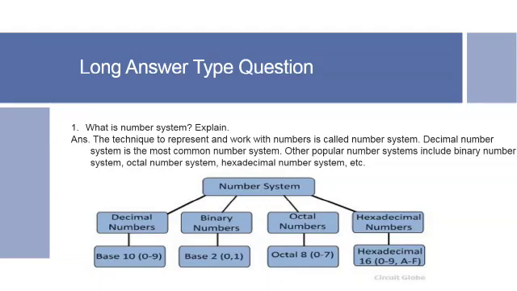Number system is divided into 4 parts. Decimal number system base is 10, digits 0 to 9. Binary number system base is 2, either 0 or 1. Octal number system base is 8, starting from 0 to 7. Hexadecimal number system base is 16, starting from 0 to 9. After 9, it starts from A to F.